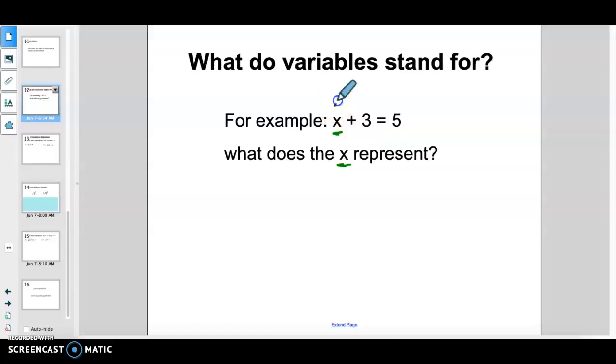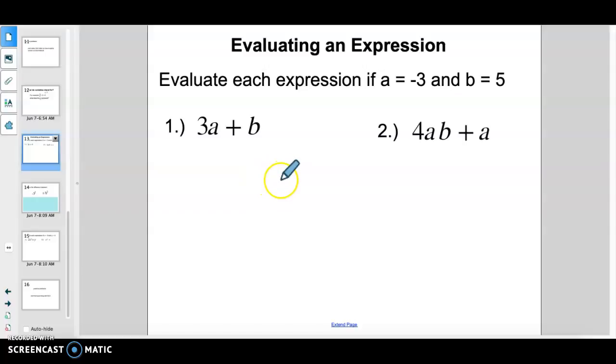In this case, we know 2 plus 3 equals 5. So x is going to equal 2. So whenever you see a variable or a letter inside of your expression or an equation, it's standing for an unknown quantity. So it's standing for a value. For example, sometimes they tell you what the variables are.